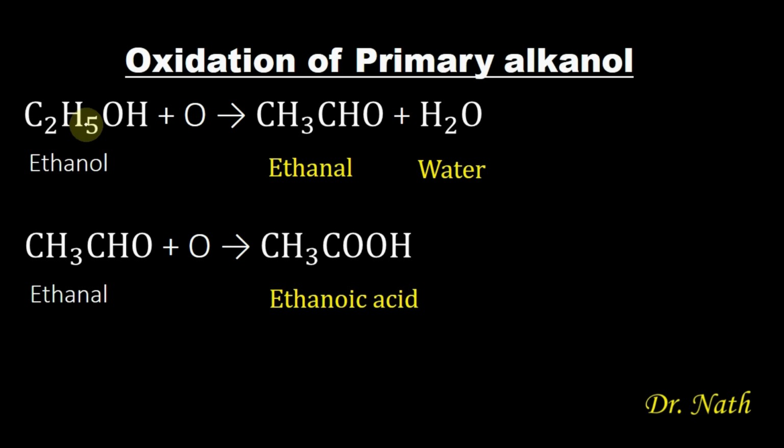So when this ethanol is oxidized, a compound called ethanal is formed. So this is the structure of ethanal, and water is also formed. So the ethanol reacts with oxygen to give ethanal and water, and this ethanal that is formed on further oxidation will now give ethanoic acid. That is when the ethanal reacts further with oxygen, ethanoic acid is formed, and this is the formula for ethanoic acid.